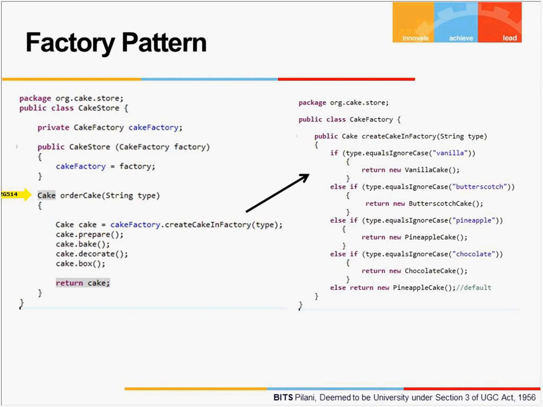And then, instead of the entire creational logic, you request a cake from the factory by invoking createCake in the factory, passing the type string. Based on the type string, the CakeFactory returns the object, which is further used in the preparation of the cake. So this is an example of a factory pattern that helps in moving complex creational logic into a class called the factory. The factory is the only class responsible for creating objects of the type based on the given input from the user.